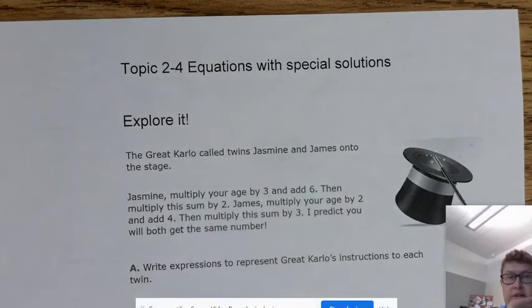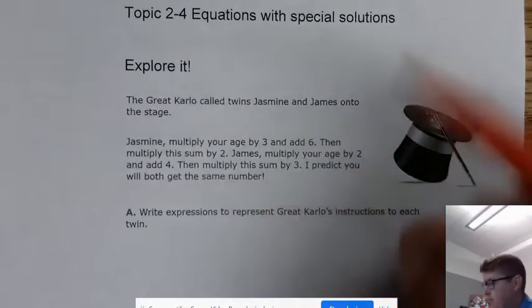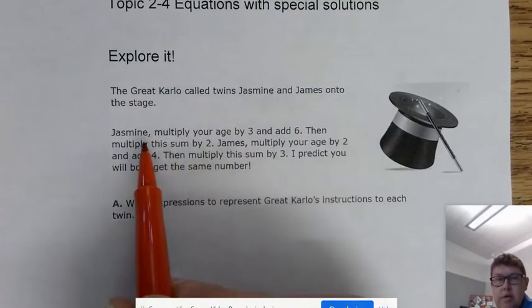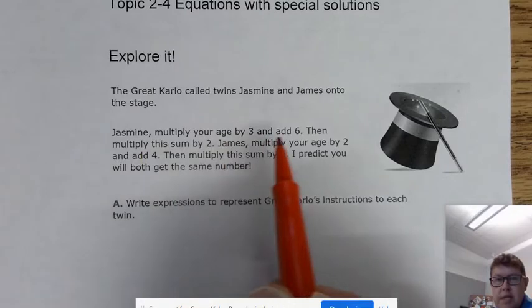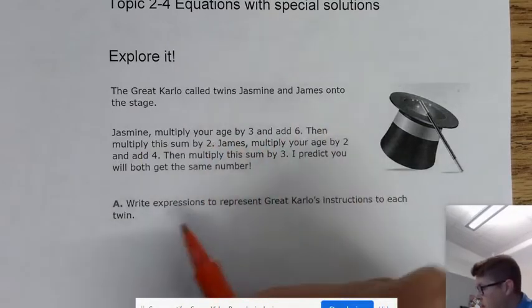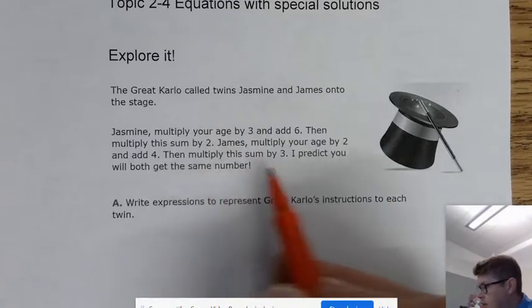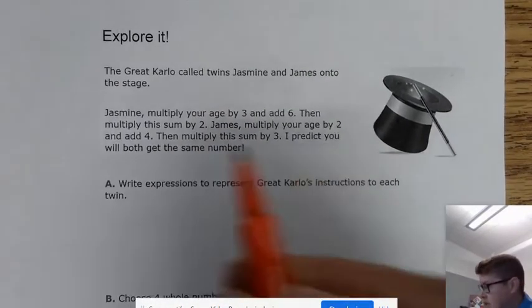So, the great Carlo called twins Jasmine and James onto the stage, and has these math sentences right here. Jasmine, multiply your age by 3 and add 6, then multiply this sum by 2. And James, multiply your age by 2 and add 4, then multiply the sum by 3. I predict you'll get the same number. What a great magic trick, huh, guys? Oof.